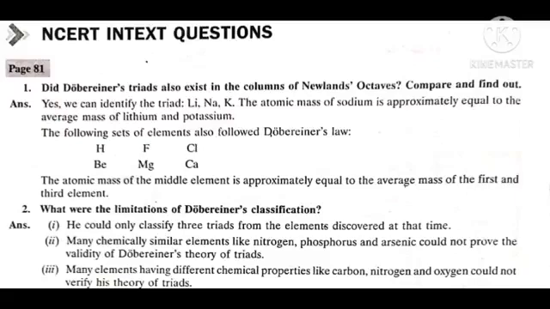element. Question number 2. What were the limitations of Dobereiner's classification? Answer. He could only classify 3 triads from the elements discovered at that time. Many chemically similar elements like nitrogen, phosphorus and arsenic could not prove the validity of Dobereiner's theory of triads. Many elements having different chemical properties like carbon, nitrogen and oxygen could not verify his theory of triads.